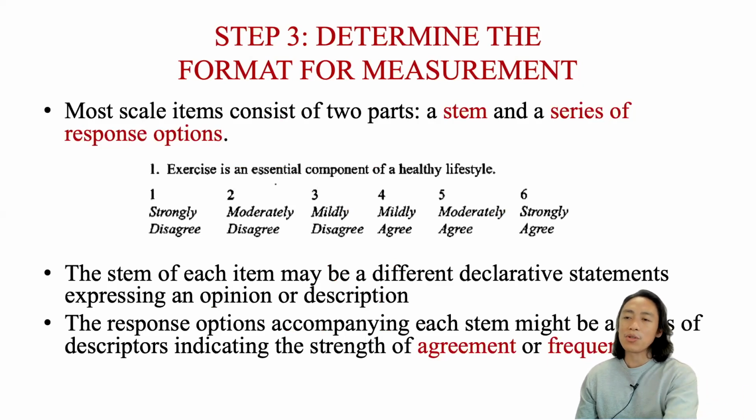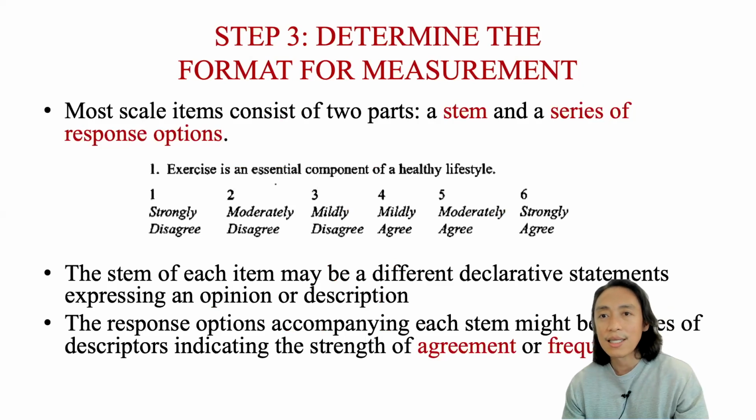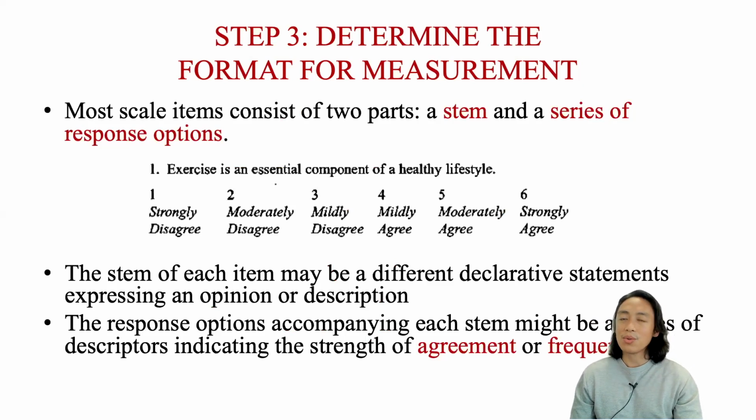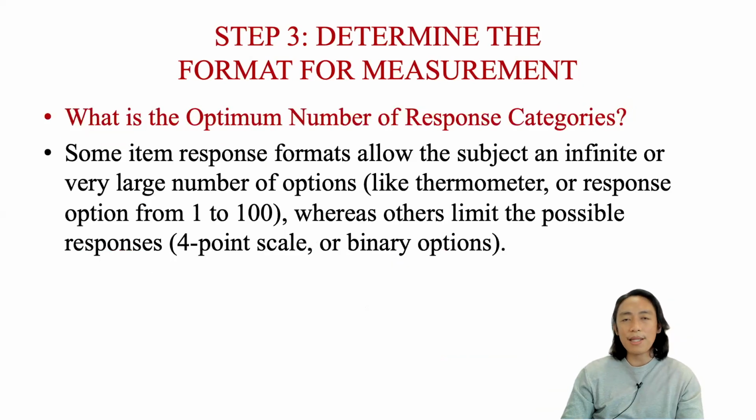And then the response options, as I have said, accompany each of these declarative sentences, and the response options may, for example, indicate agreement, such as the example here, or it could also measure frequency. For example, not at all to almost always. We have many options with regard to the number of response categories. So one question when deciding what kind of response format we are going to use is, what is the optimum number of response categories? Some response formats allow the subject an infinite or a very large number of options.